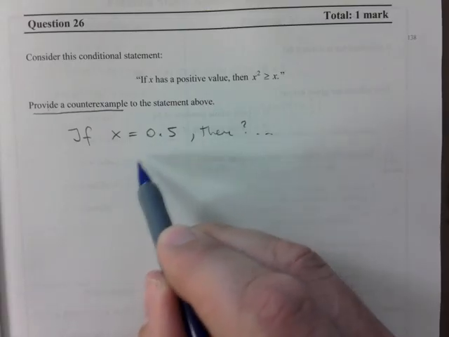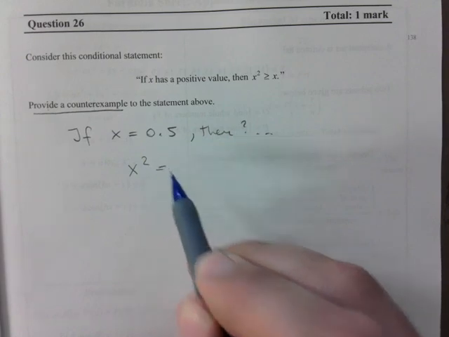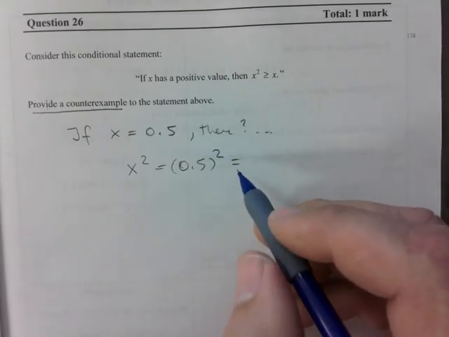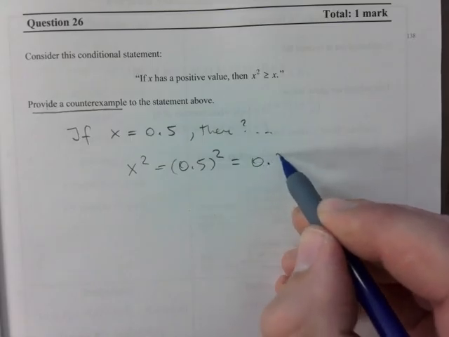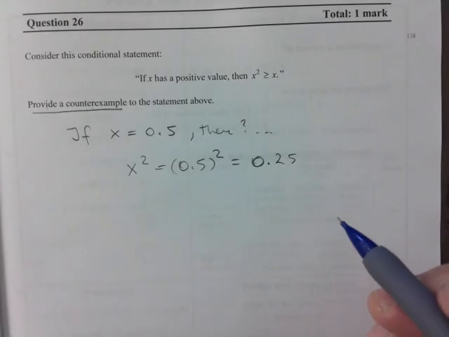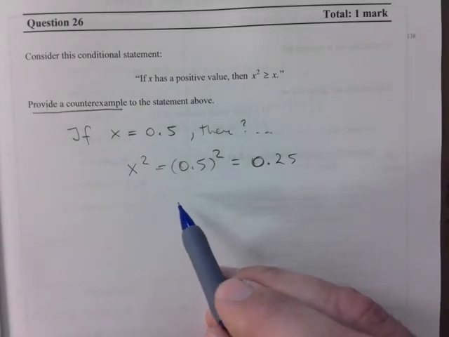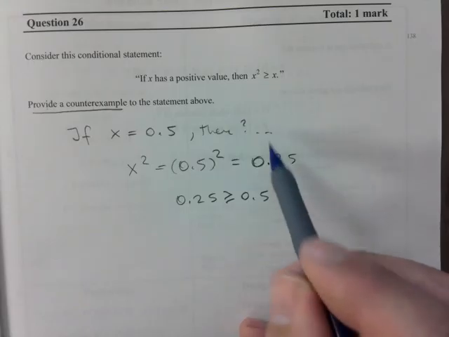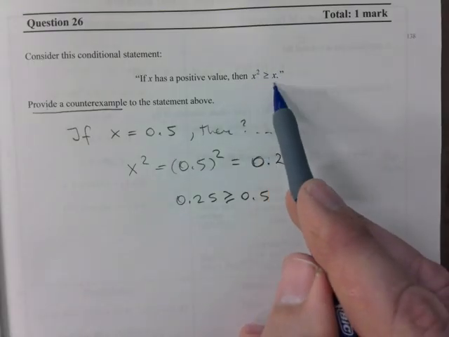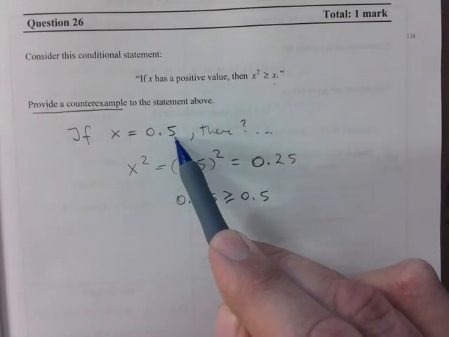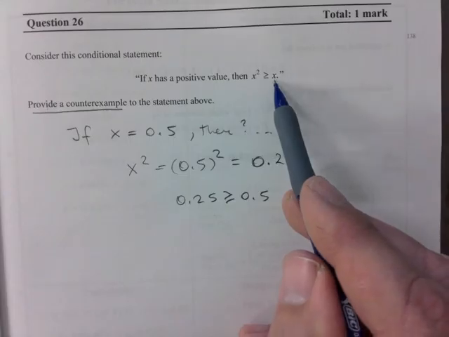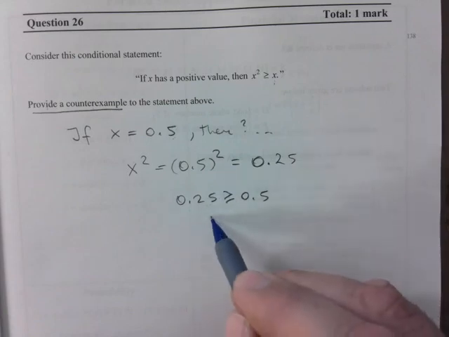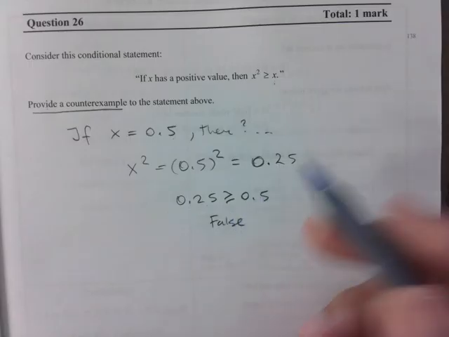If x is equal to 0.5, what's x squared? It would be 0.5 squared. What's 0.5 squared? It's 0.25. Is 0.25 greater than or equal to 0.5? Because we just found x squared, and we said that x is equal to 0.5. So we're finding a counterexample where x is 0.5, and if we square x, we get 0.25. So this is false. 0.25 is not greater than 0.5.